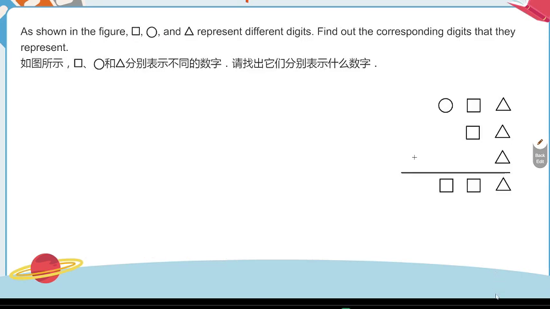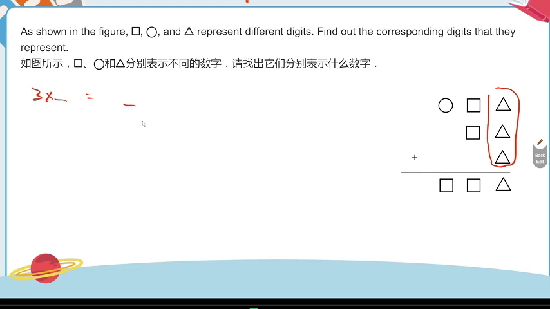And now this one here is a little bit different. It did not provide us any digits, but we can have a look at the last column. This column is quite special. The sum of 3 triangles ends with triangle. 3 times which digit can we get a number ending with the same digit?